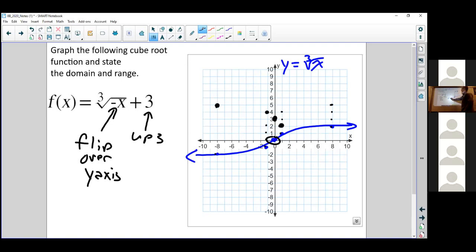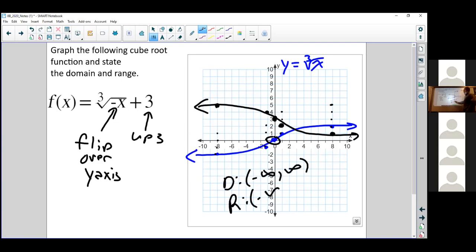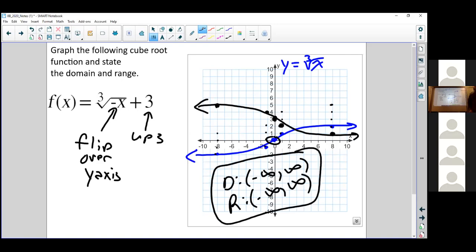And then this point here is going to go up 3. And it's going to flip over to here. That's basically what my new function looks like. Again, the domain and range, negative to positive infinity on that. So the black one is what the new equation should look like.